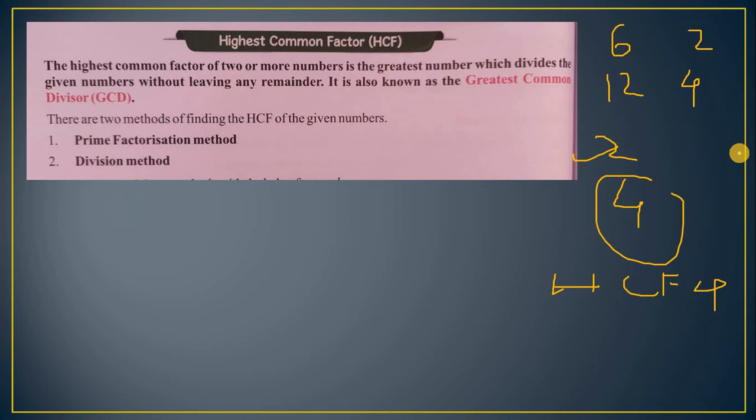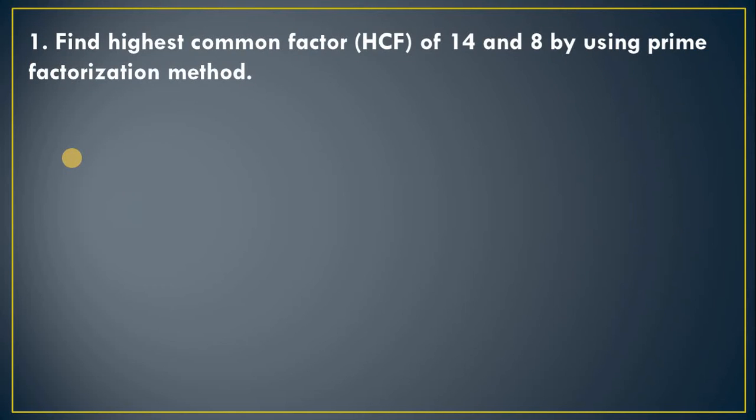But if the numbers are bigger, then you have to follow a certain process. For calculating the highest common factor, you have two ways: prime factorization, which we have recently seen, and the second one is the division method. We will see both methods.